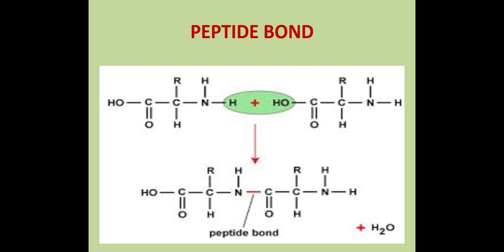The carboxyl group of one amino acid and the amino group of another amino acid take part in the formation of peptide bond. The amino acids are linked to each other by this peptide bond and they form a long chain called polypeptide.